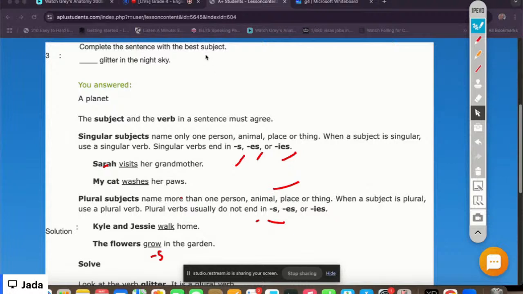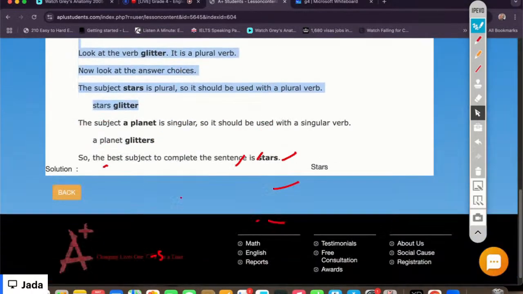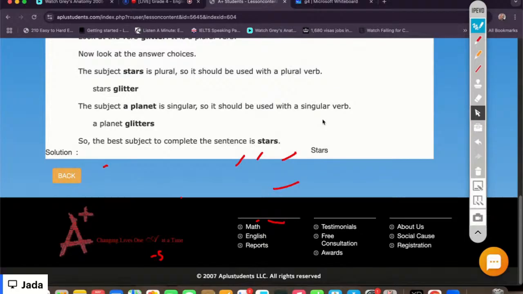To complete the sentence with the best subject: dash glitter in the night sky. So glitter is what? It's a plural. So it's a plural verb, and then you're going to have what?